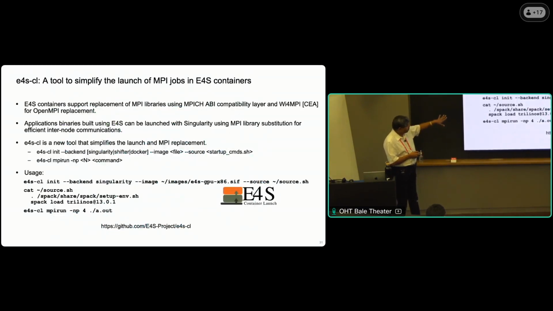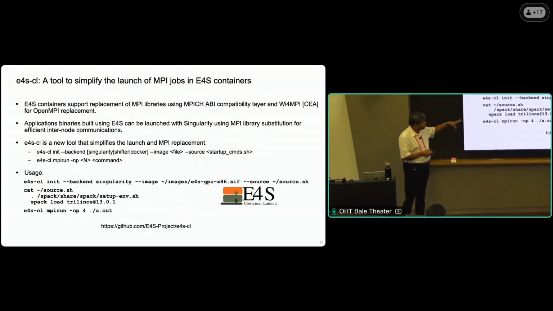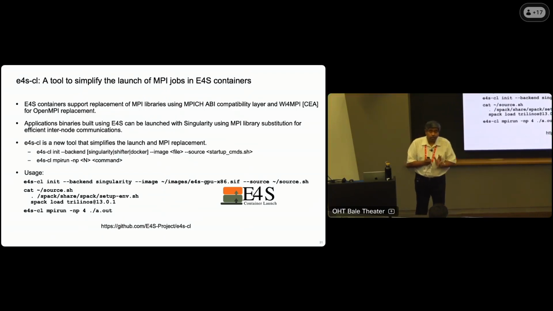We have this package that allows you to specify which MPI to use and substitute the MPI in the containerized application with the system MPI, such as MVAPICH on our AWS system. All you need to say is which is the runtime, like Singularity, where is the Singularity image located, and what do I do to bootstrap the container, like set up Spack and Spack load a package, and then you can just say E4S-CL mpirun and your application with the flags, and it will substitute this.